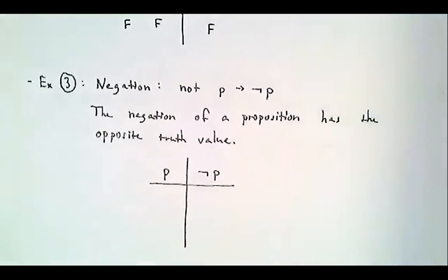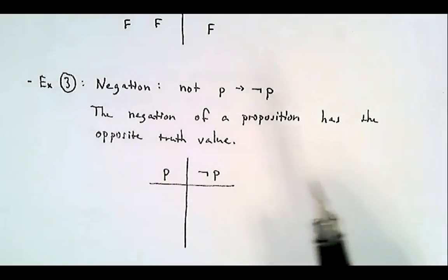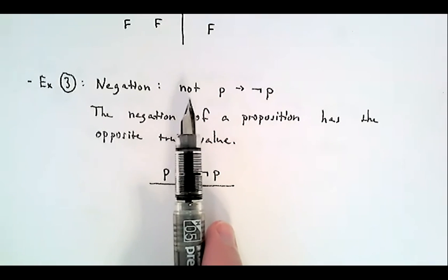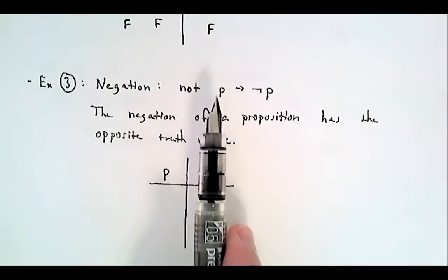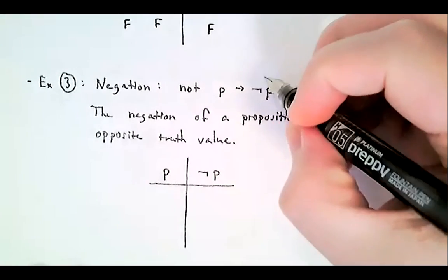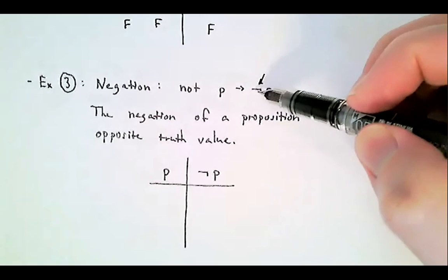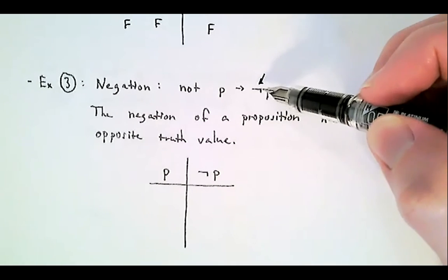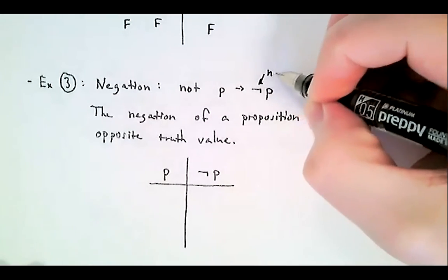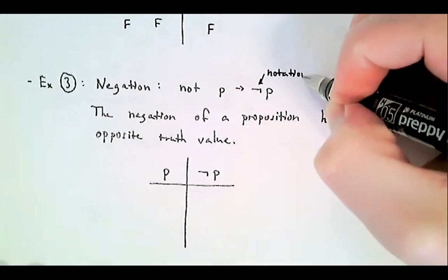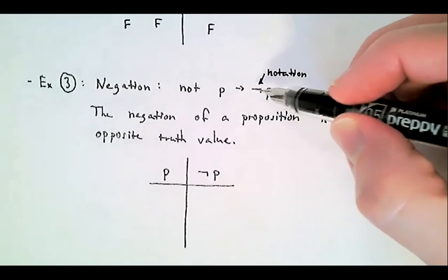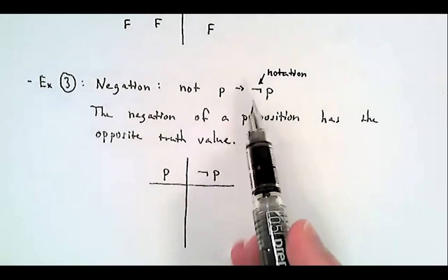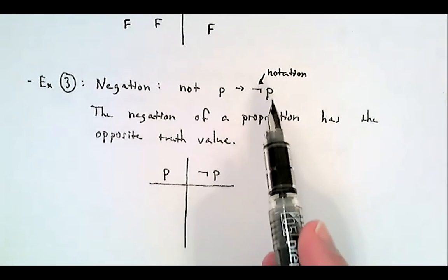So my third example is about the negation. And this is an English equivalent to the word not. So I'm saying not, and then whatever my proposition is. And then the notation that we're going to use is like this. I guess you might call this sideways L, or maybe an elbow or something. So whenever you write this little elbow symbol next to a proposition, like I've done here, it means the negation or not of whatever this is.